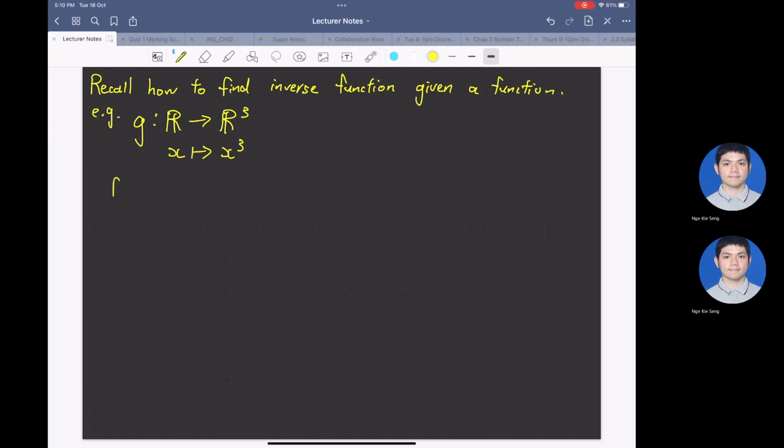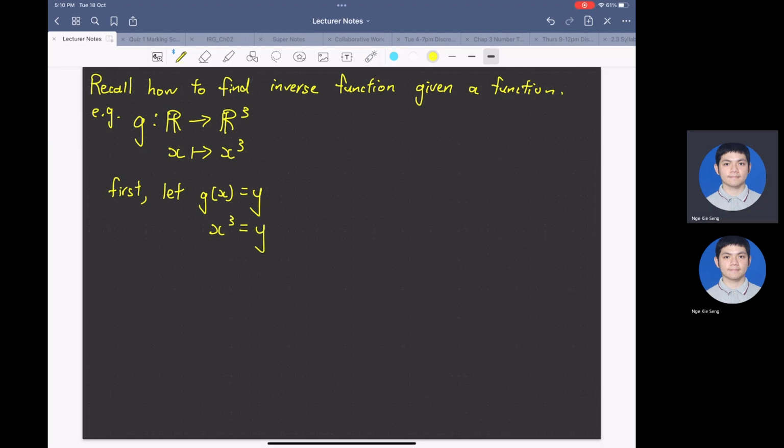So first, when I teach this method, try to think of the definition of the function and the pre-image and the image again, so that this method will make sense to you. So first, let g(x) equal y, so y equals x cubed. So what does this mean? I need to find the inverse image. So I need to take something.